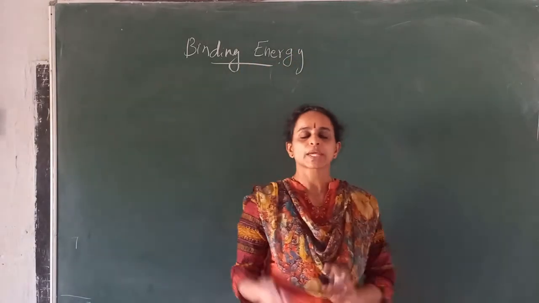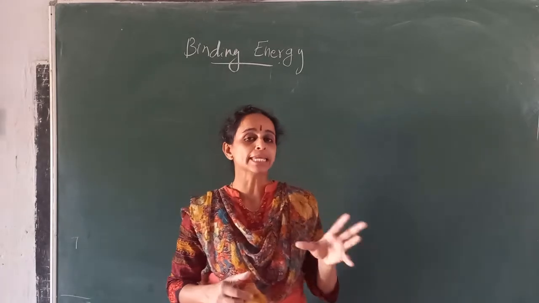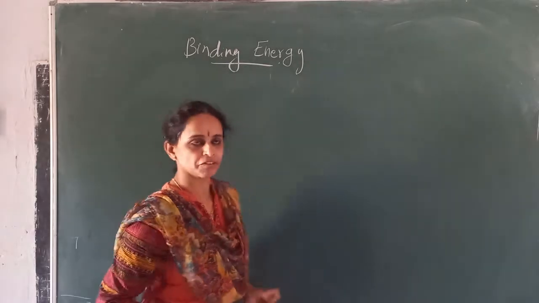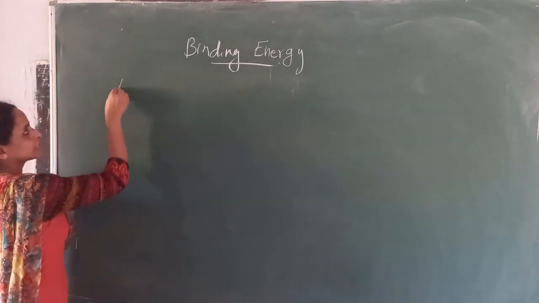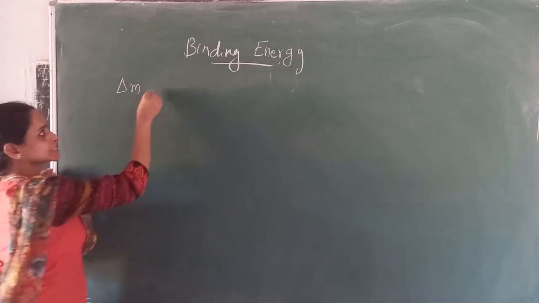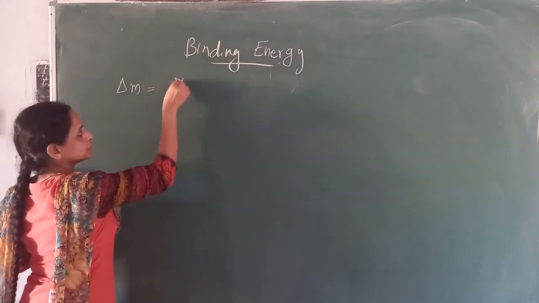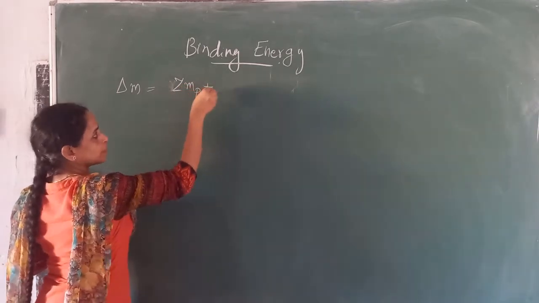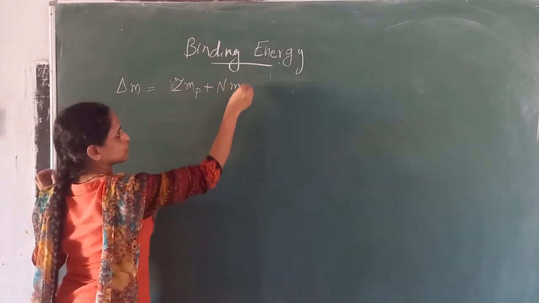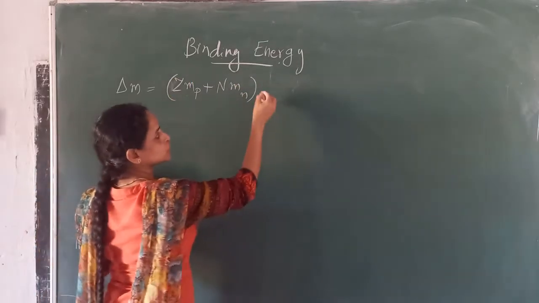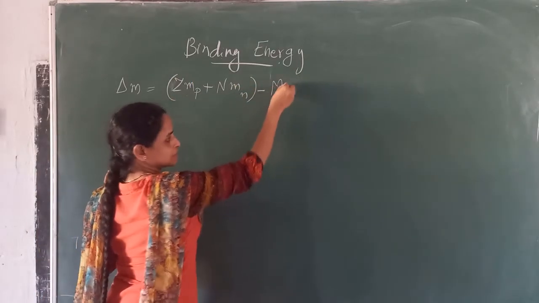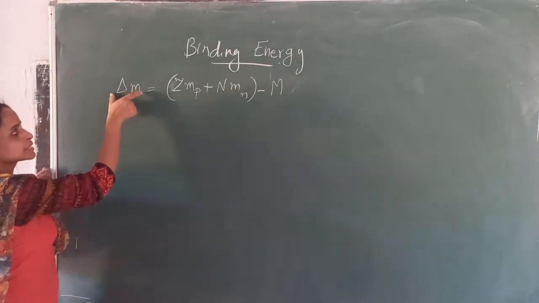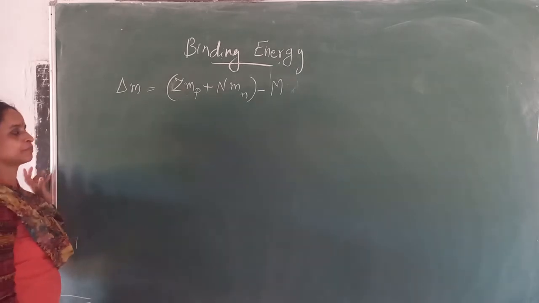Binding energy. If Z protons and N neutrons combine together to form the nucleus, there is a mass defect. That is, we will get a mass delta M, which is equal to Z times the mass of a proton plus N times the mass of one neutron, minus the real mass. The real mass is always less than the sum. So this term is given by the mass defect.